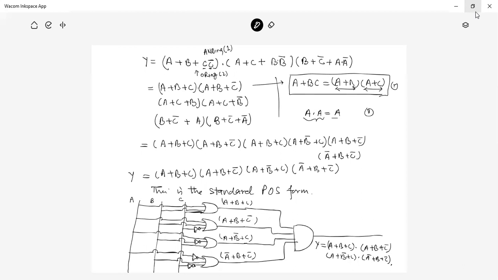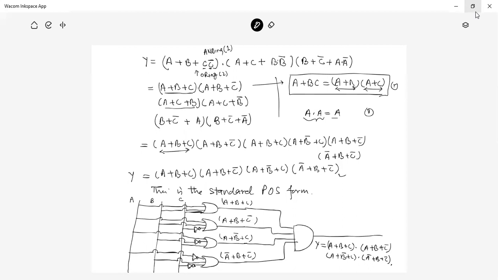So what we find, you see, A plus B plus C, A plus B plus C. These two terms are multiplying, so we get the one term A plus B plus C. And the rest of the terms are individual terms, so we will write the rest of the terms in this form. So the total number of terms are 1, 2, 3, 4. These are the 4 expressions in the standard form.